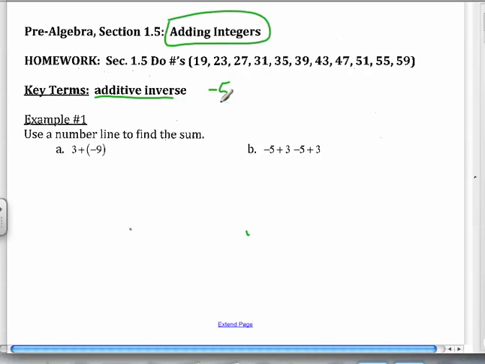Negative 5, the additive inverse, what number do I add to negative 5 to make it 0? William? 5. Okay, so the additive inverse of negative 5 is 5, right? Because it equals 0. What is the additive inverse of 3, Miles? Negative 3, because that's what makes it 0 when we add it together.